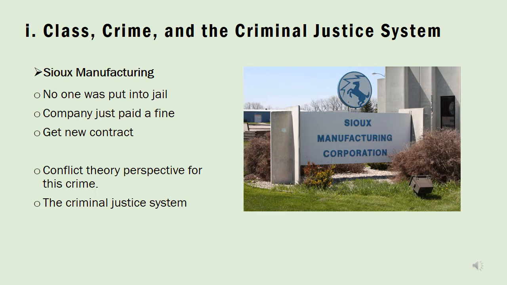So let's see, what was the punishment for this crime? It was unbelievable that no one was put into jail. Social class has played a role in securing protection when you commit crime. The company just paid a fine, then they got a new contract from the government. That's very cool. And that's the reason that we apply the conflict theory perspective to study this crime, because conflict theory always takes some factors to scrutinize and investigate the criminal justice system.